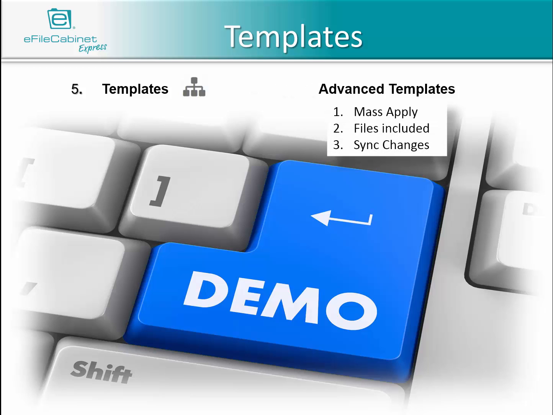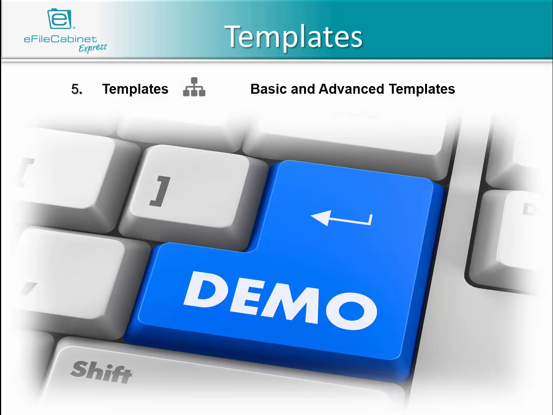The advanced templates option provides three additional features. The first is the ability to mass apply a folder structure to all drawers in a cabinet. Number two, to include files within a template structure. And three, to be able to automatically sync changes to existing folders after a template has been edited. So let's take a look at each of these.